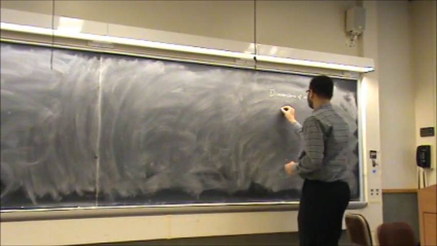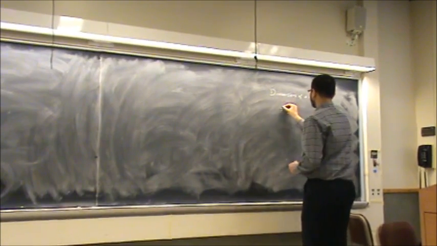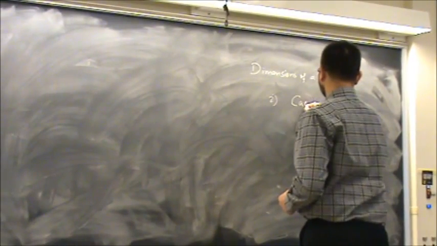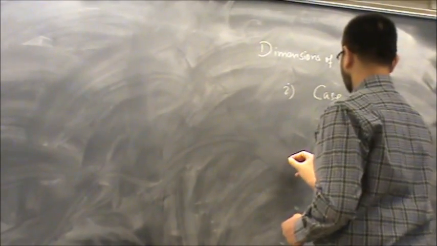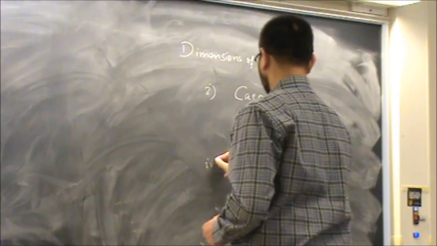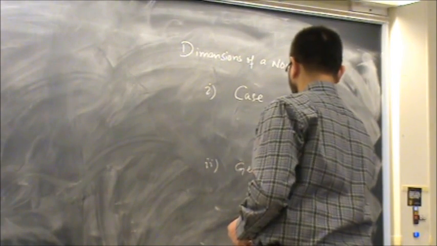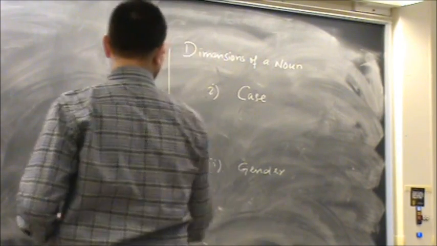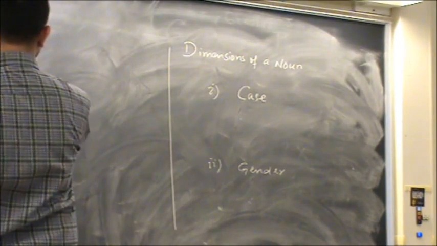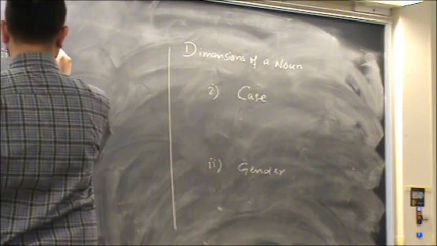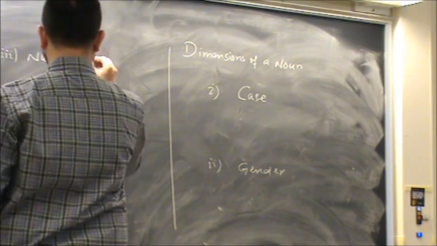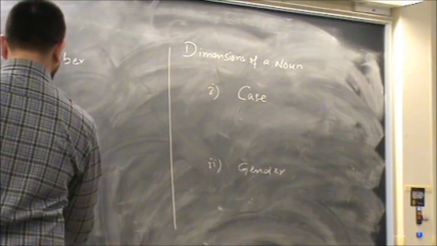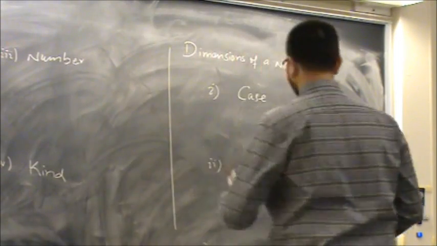Okay, which one is the first one? Gender. Alright, gender. First comes case, and then gender, then number, and then kind. So every noun has these 4 dimensions.